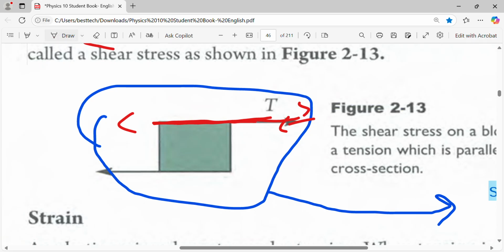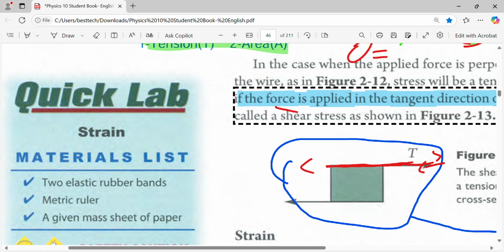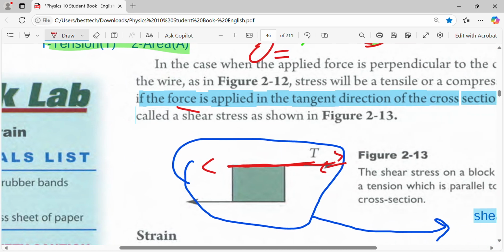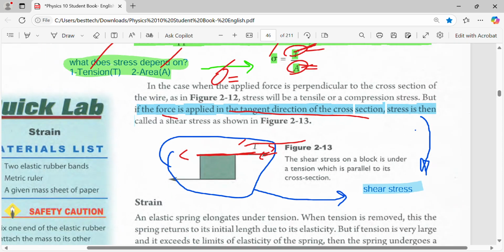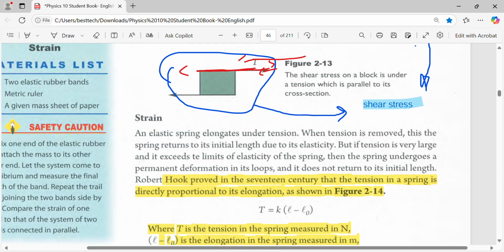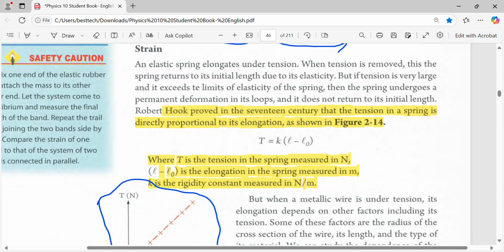So this is called shear stress, because the direction of the applied force is the tangent direction of the area. This is called tangent. Tangent means the direction is along the surface of the object. So this is called shear stress. So we have two types: tensile stress or compressive stress, where the direction is perpendicular, and shear stress, where the direction is tangent. Okay, guys, so we have another topic.